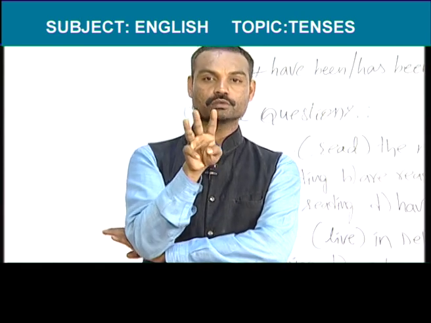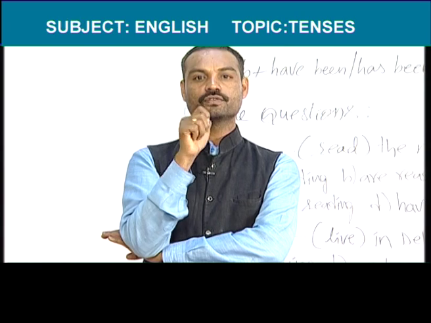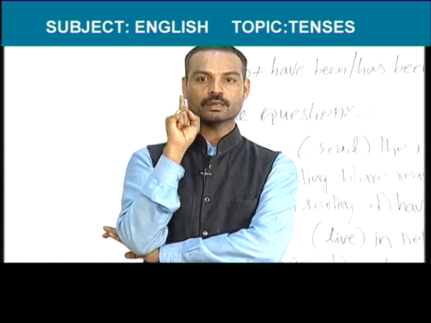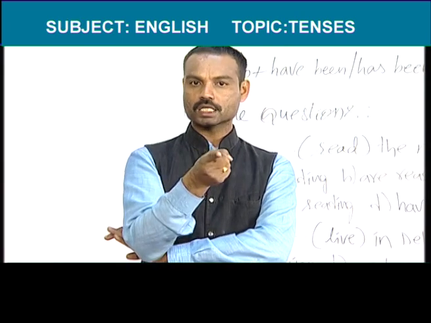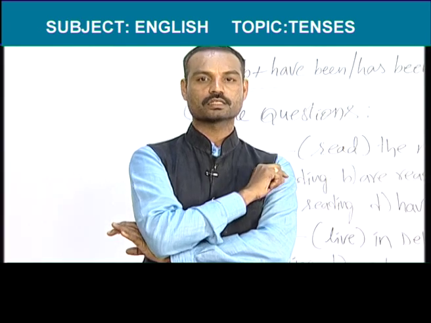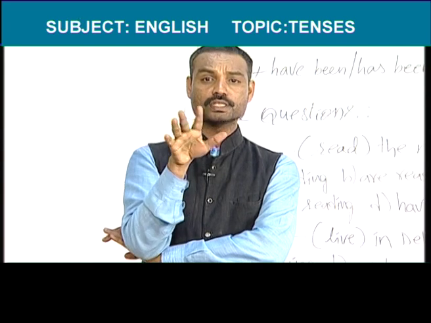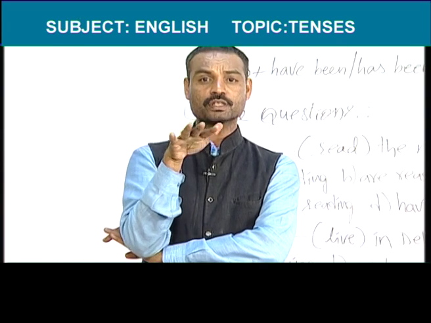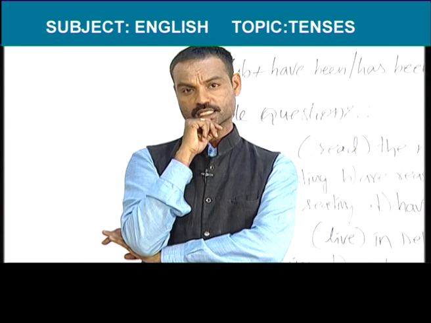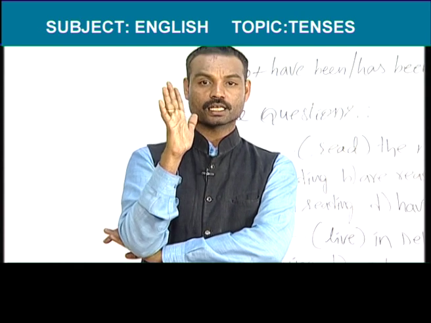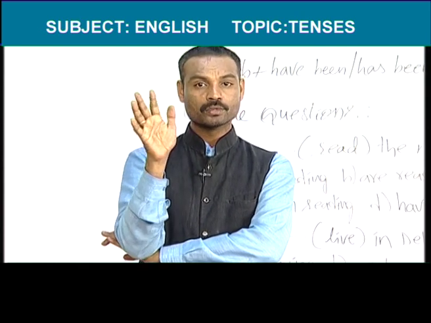Next, now I am going to tell you the explanation of three more continuous tenses. They are present continuous, past continuous and future continuous tense. The definition of present continuous is: the tense which is used to indicate an action which is going on right now is called present continuous tense. In present continuous, we should always use the ing form.